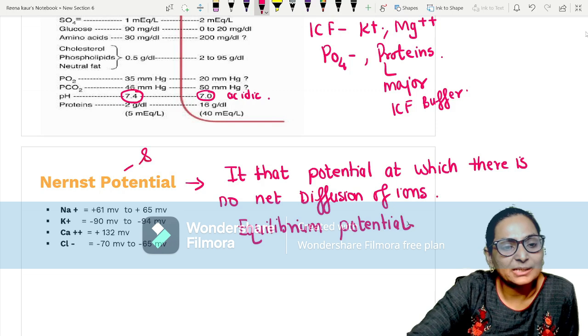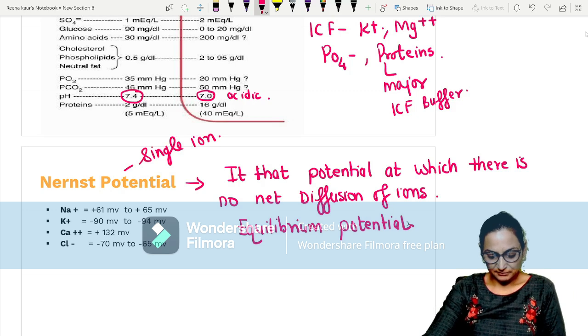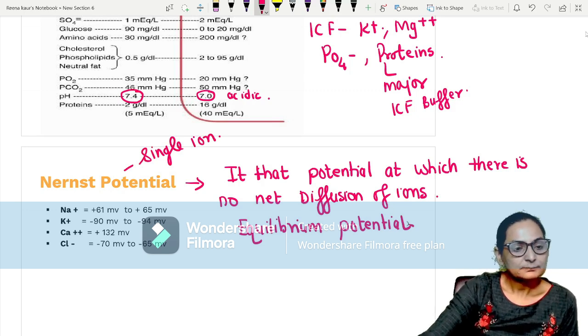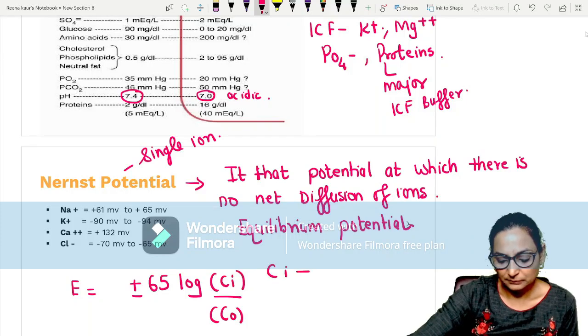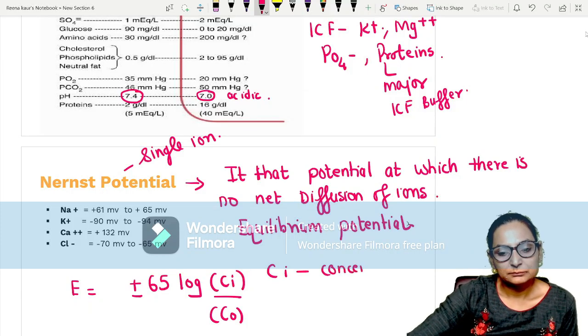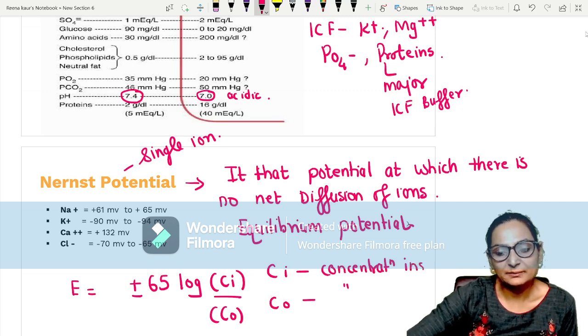And Nernst potential is for a single ion. For example, Nernst potential for any ion can be plus minus 65 log of concentration of ion inside divided by concentration of ion outside. So this is concentration inside and concentration outside.